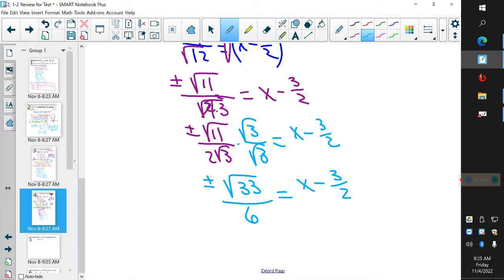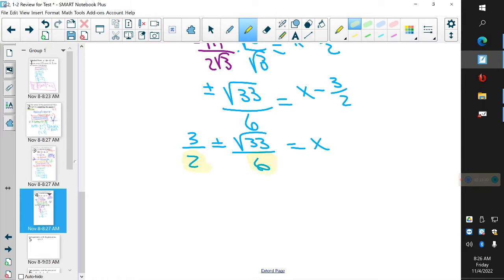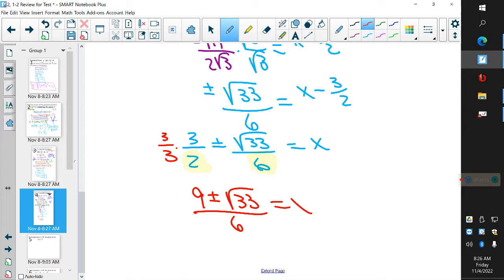Yes? Now, how do I get rid of that 3/2? We add that to both sides. So I have 3/2 plus or minus the square root of 33 over 6 is equal to x. Don't like this. Why don't I like that? They're different denominators. So what do I multiply 2 by to get a denominator of 6? 3. So I'm going to multiply the top and the bottom by that. So that gives me (9 plus or minus the square root of 33) over 6 is equal to x.